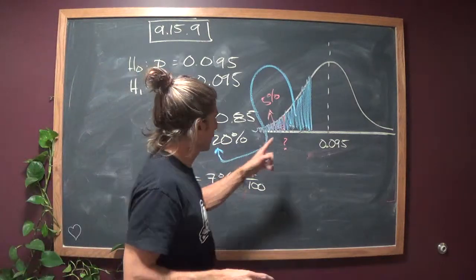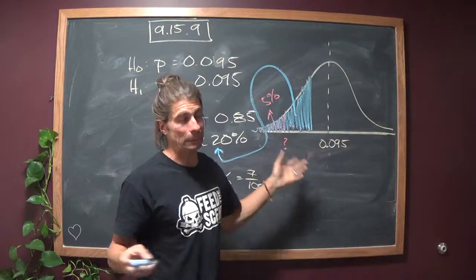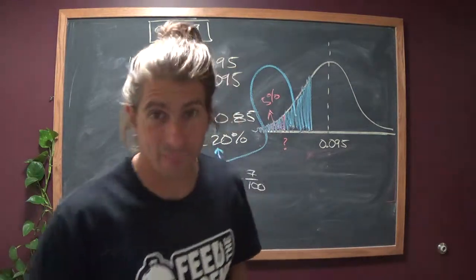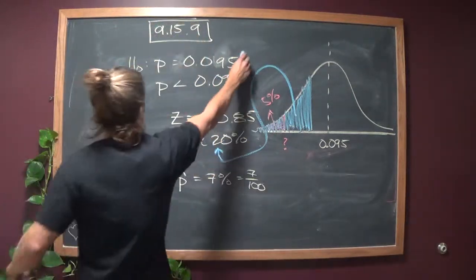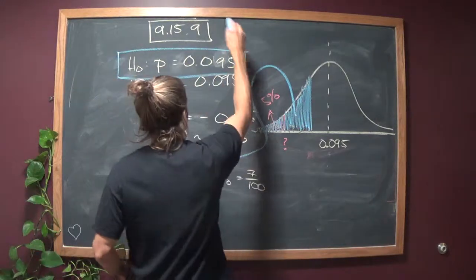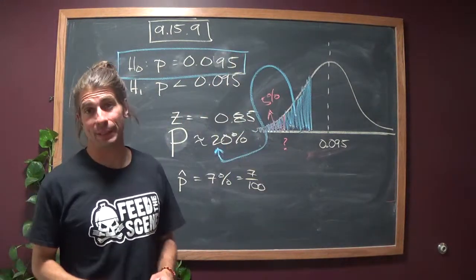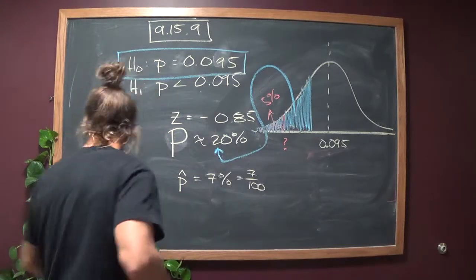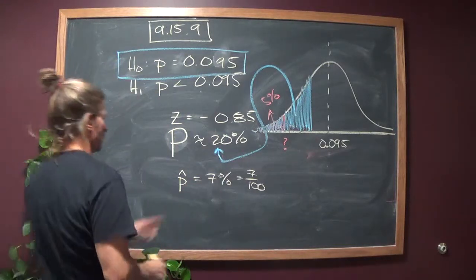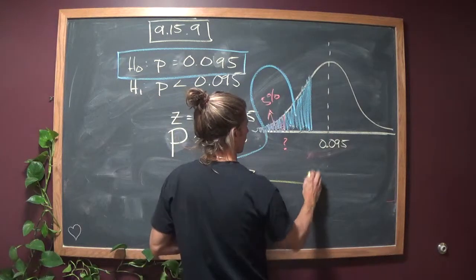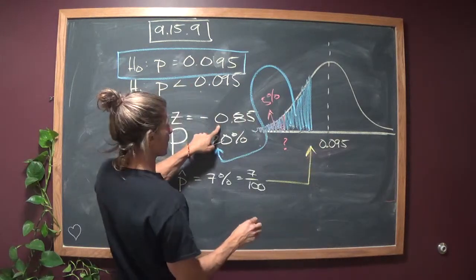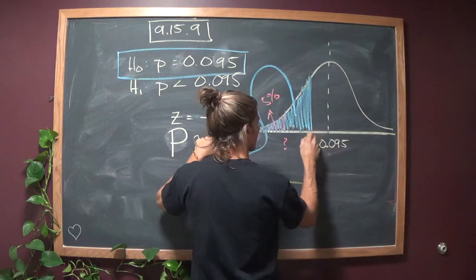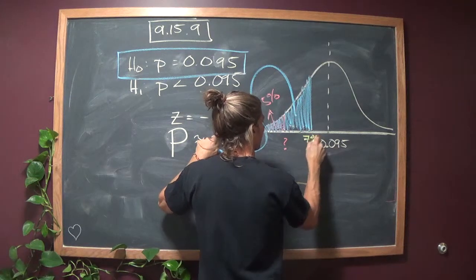Let me ask you a question. That p-value, is that bigger than 5%? Yes. The p-value is bigger than 5%. Who do we believe? We have no reason not to believe that. There's no evidence that shows that it's below 9.5%. Because our 7% p-hat value, corresponding with this -0.85, is going to land right about there.